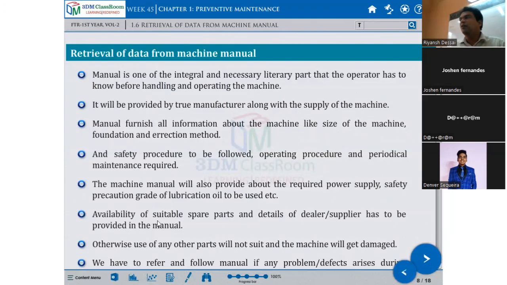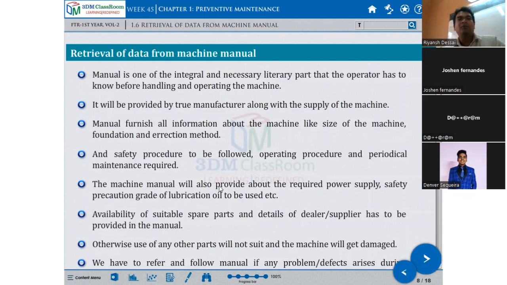Then any safety procedure to follow, operating procedure and periodical maintenance required. The machine manual will also provide the required power supply, safety precautions, and grade of lubrication oil to be used. So as per the machine manual, we have to go for the oil. It specifies which type of oil you have to put.